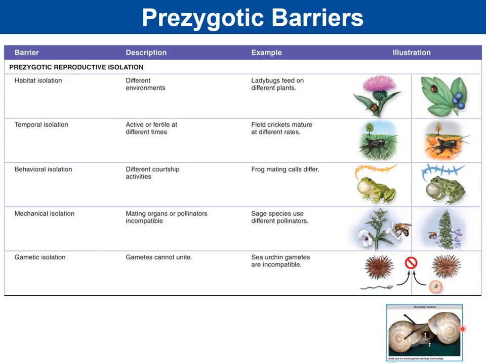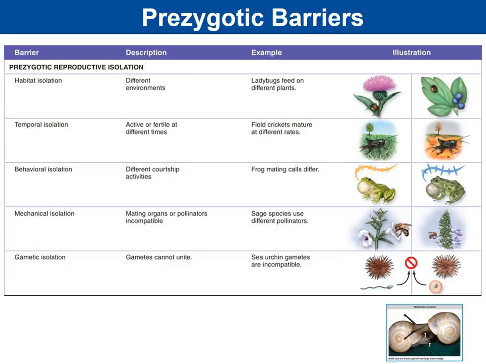Then we have our mechanical isolation, and this is where the mating organs might be incompatible. So if you look down here at these two species of snails, when they try to reproduce, they may try to reproduce, but their mating organs might not line up properly. And because their mating organs can't line up, they're not able to successfully reproduce. And so this would be a reproductive barrier. Similarly, you might also have incompatible pollinators. So if you look at sage species, they use different pollinators. And because of this, they're going to be reproductively isolated because the different pollinator is not going to land on the other type of plant.